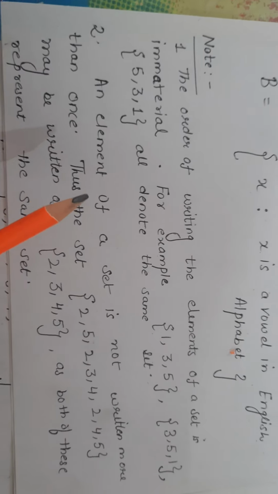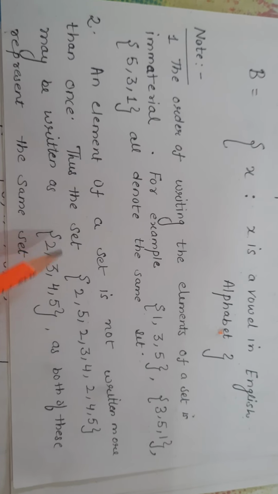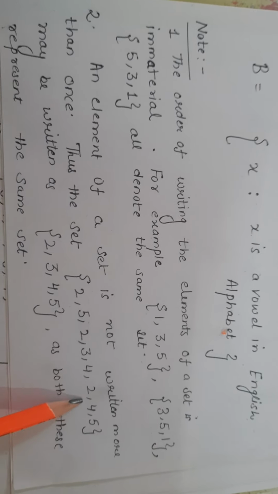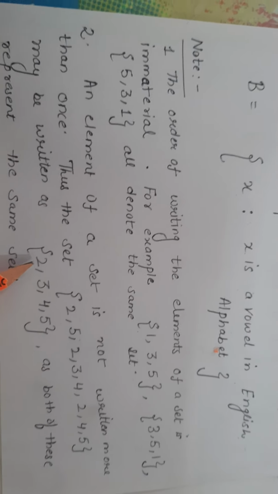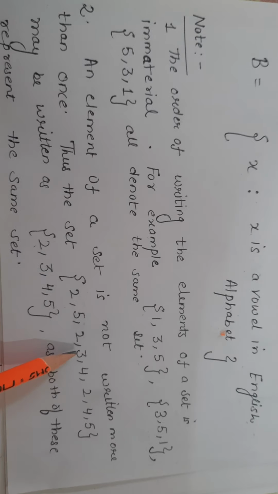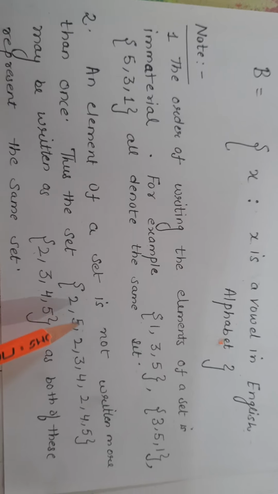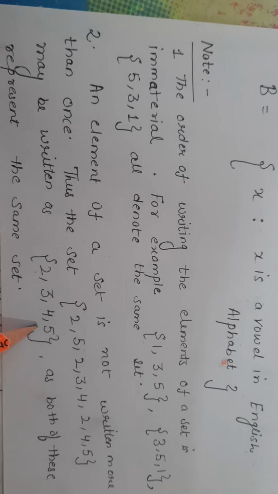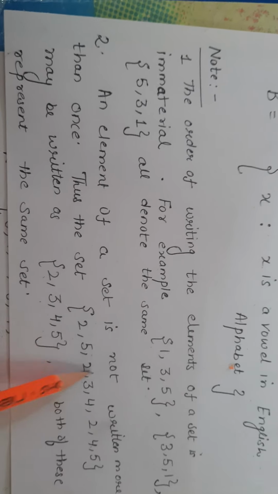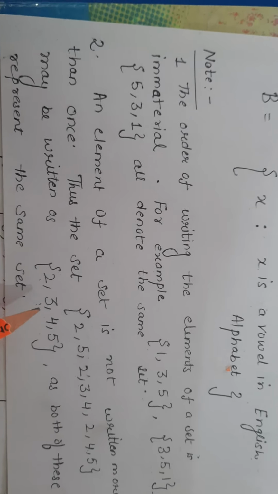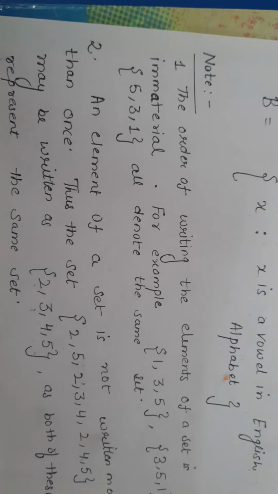The second is, an element of a set is not written more than once. Like in this set, 2, 2, 2. That means I have written here 2, 3 times. But you will write this only one time. So you'll write this 2, again 3, next 4 is repeating 2 times. But we'll write this only one time. 5 is repeating 2 times. So we'll write this one time. These two are representing the same set. But we'll write our answer only in this form. That means we are not going to write any element more than one time.